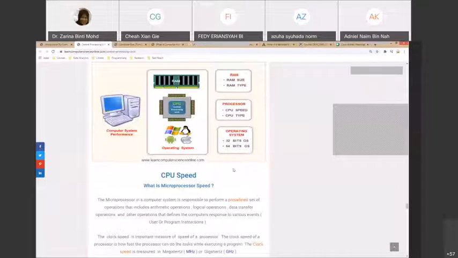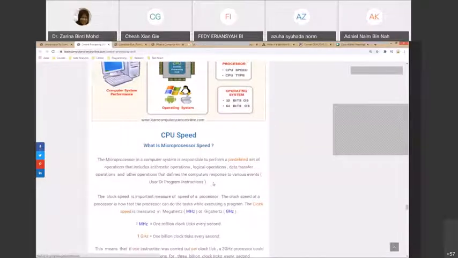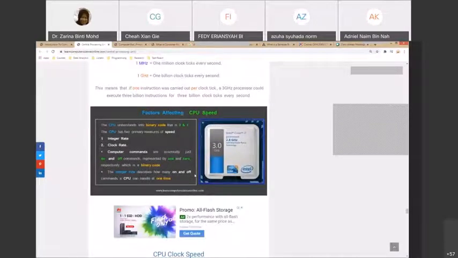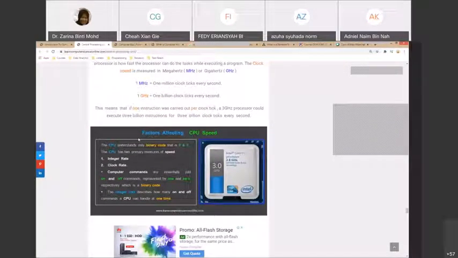Okay, so when we talk about CPU speed, what does this one refer to? All right. So let's say CPU speed ni is more on how fast the CPU can process the information. Okay, so that one depends on two factors. The two factors are integer rate and also clock rate. So integer rate ni maksudnya how many on and off commands the CPU can handle at one time.